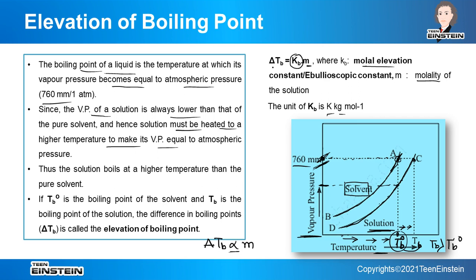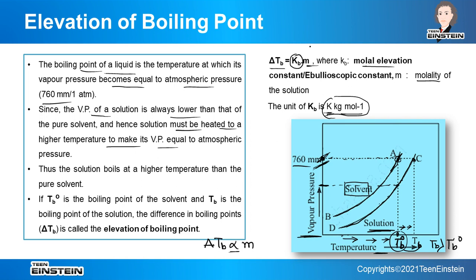And see here the unit of Kb, that is Kelvin kg per mole. Now in the left hand side the unit is Kelvin because it is temperature, and for molality the unit is moles per kg. So the unit of Kb must be Kelvin multiplied by the reverse unit of molality, that is kg per mole, not moles per kg. Okay. So we can also find the unit in this way.